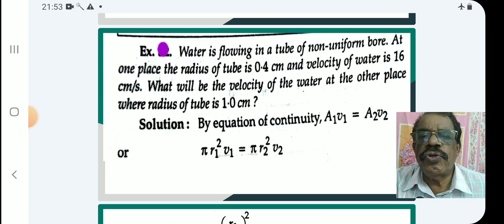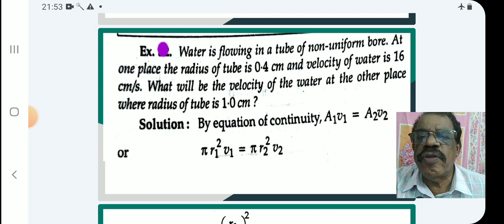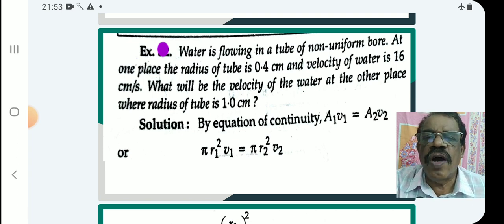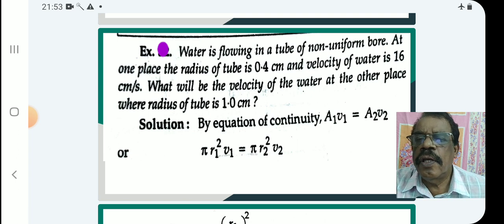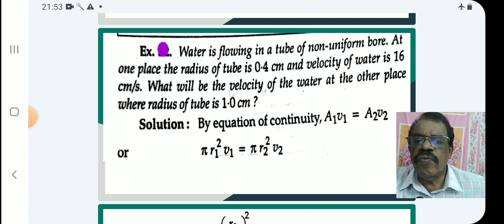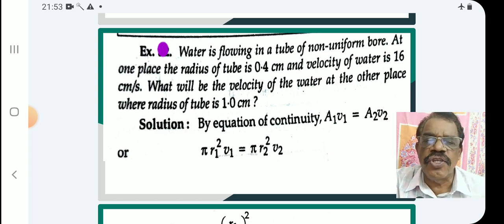Water is flowing through a tube of non-uniform bore. At one place, the radius of the tube is 0.4 centimeter and velocity of water is 16 centimeter per second. What will be the velocity of water at the other place, where radius is 1 centimeter? So here we have to apply the equation of continuity. That is, AV is a constant, or we say A1 V1 is A2 V2.